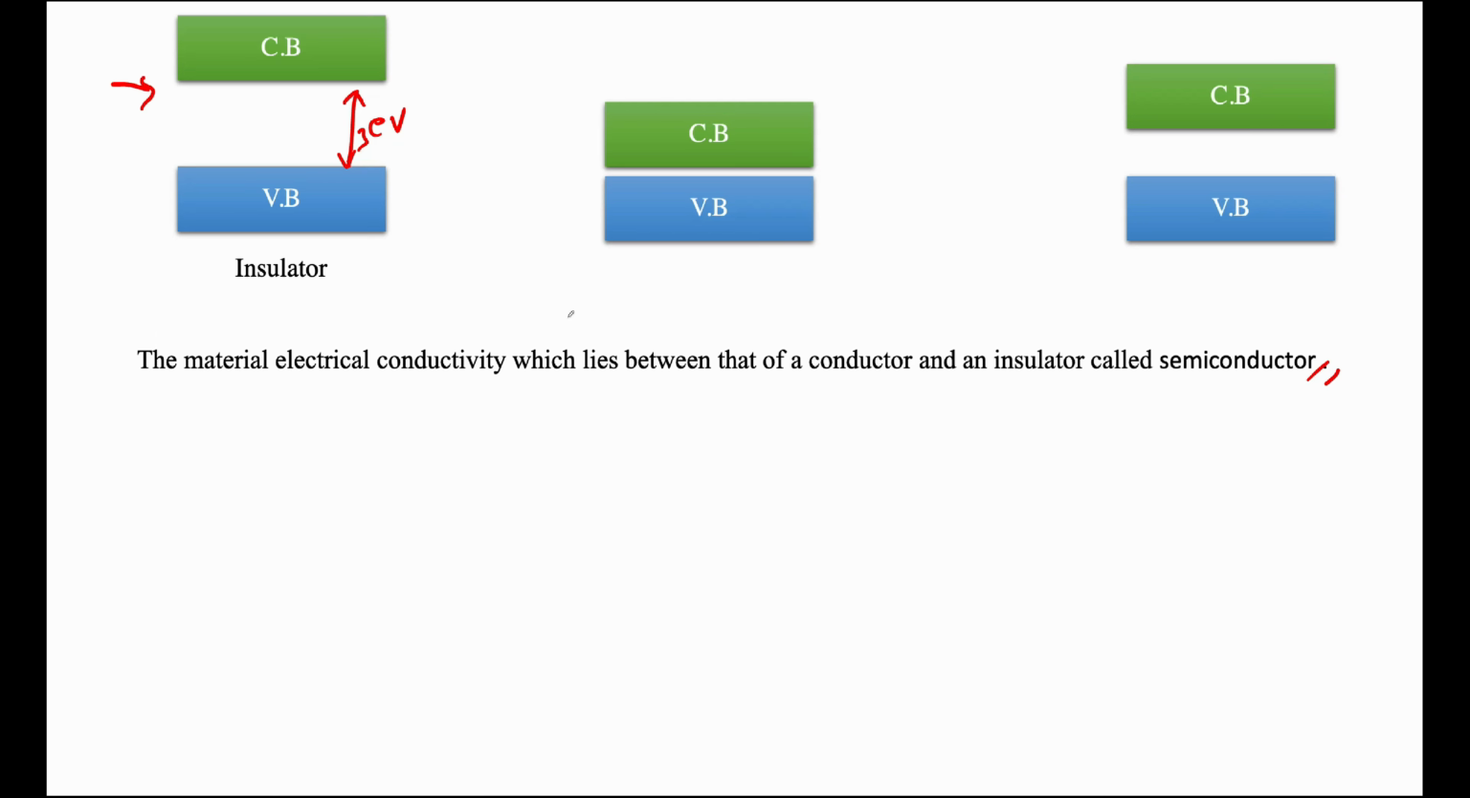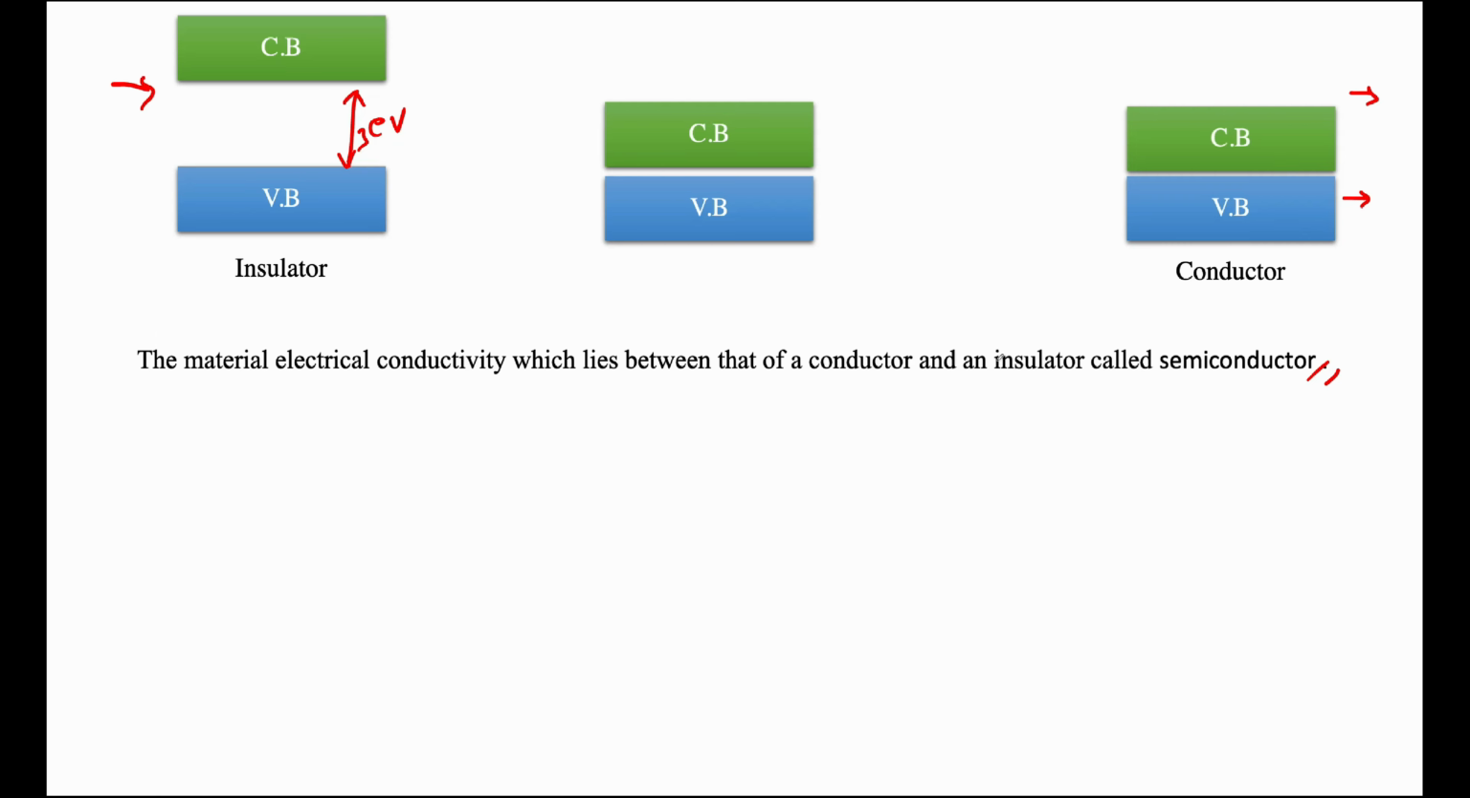Now, what is a conductor? If the conductor has a partially filled conduction band and a partially unfilled valence band, or the energy gap between these two is very low or they merge with each other, then this material acts as a conductor. That's why we call it a conducting material.